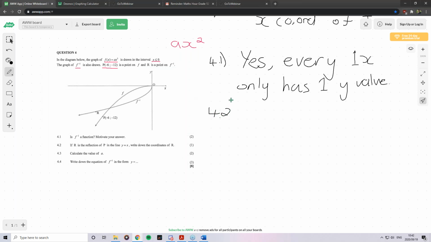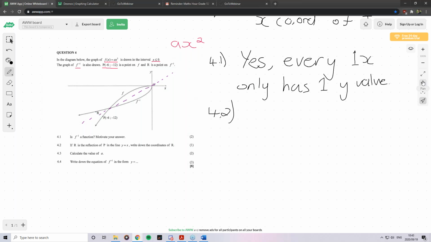Now for 4.2, we say if R is the reflection of P in the line y equals x, to make it easier for us, draw a line y equals x. And it's going to look something like that. If R is the reflection of P in the line y equals x, write down the coordinates of R. So they're saying these points actually have something to do with each other. There's a reason why they give us this.